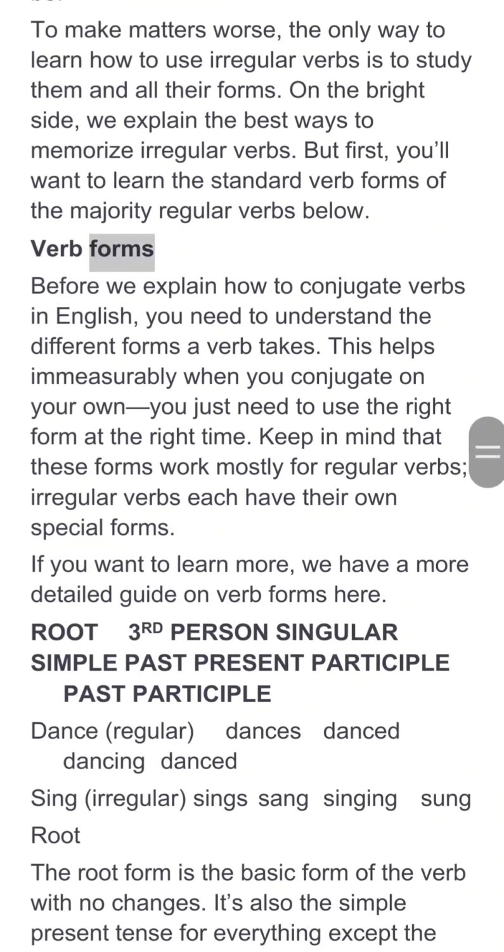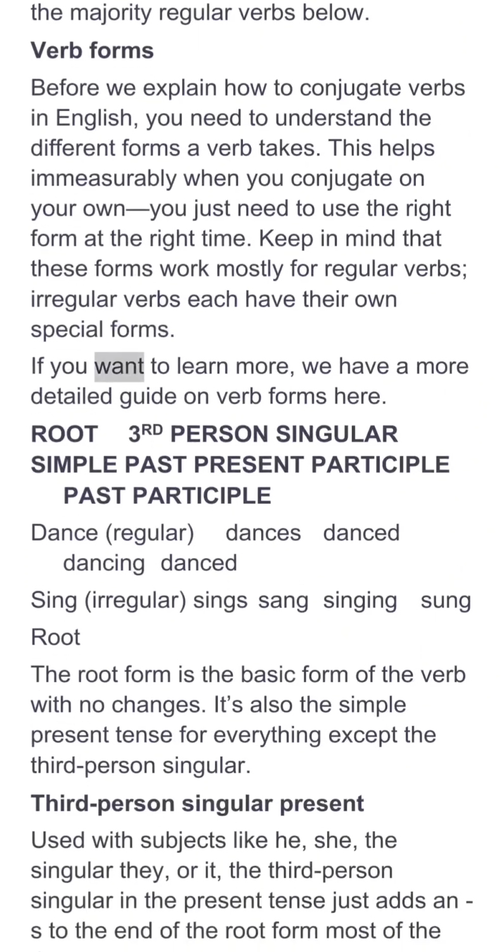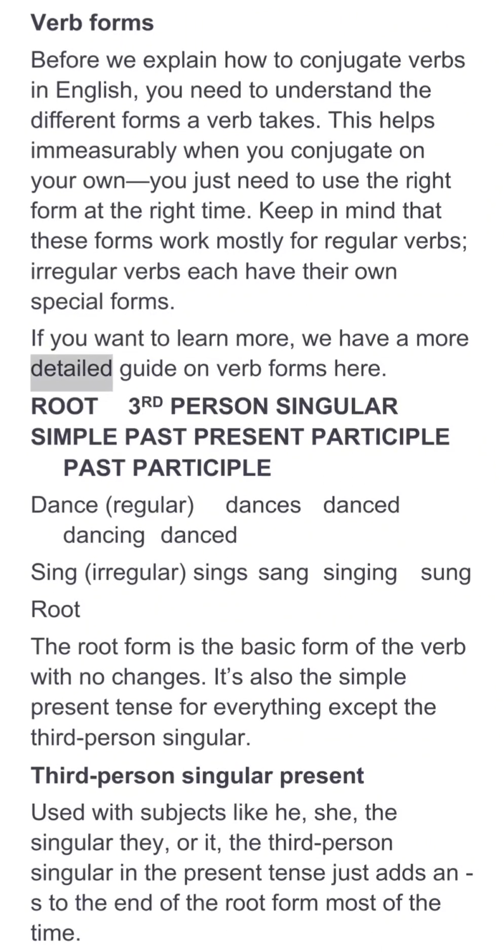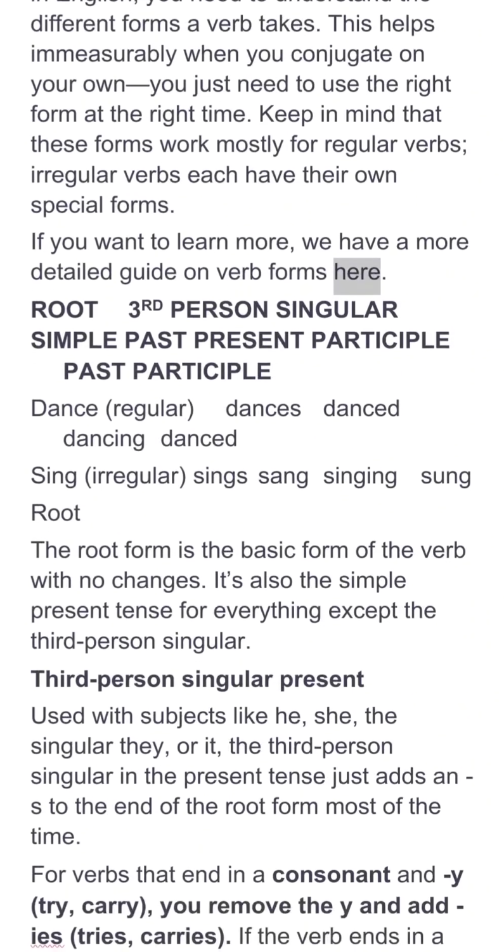Verb forms. Before we explain how to conjugate verbs in English, you need to understand the different forms a verb takes. This helps immeasurably when you conjugate on your own. You just need to use the right form at the right time. Keep in mind that these forms work mostly for regular verbs. Irregular verbs each have their own special forms. If you want to learn more, we have a more detailed guide on verb forms here.